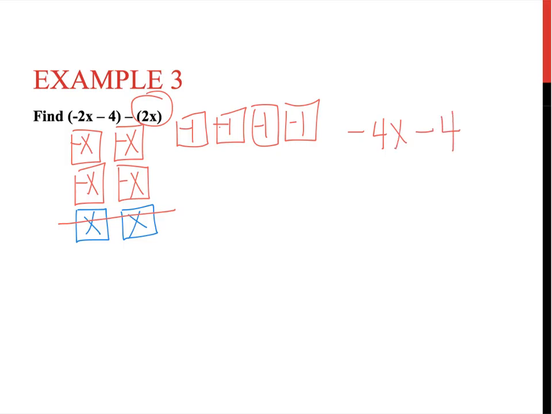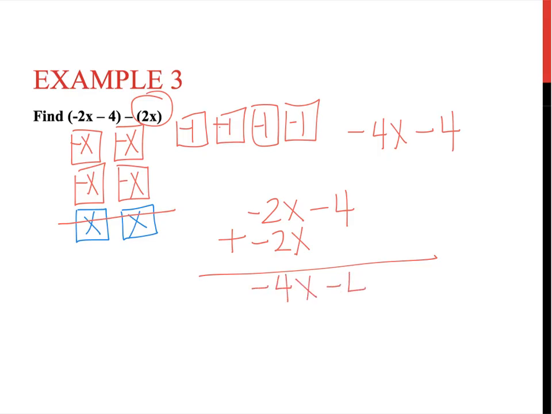So now I'm going to do that without the model. So let's start out with negative 2x minus 4. Now remember, we have to add the opposite. So if we add the opposite of positive 2x is negative 2x. So negative 2x plus negative 2x is negative 4x, and then we just bring that negative 4 down. Came up with the same answer either way.